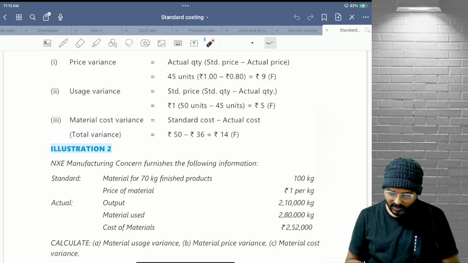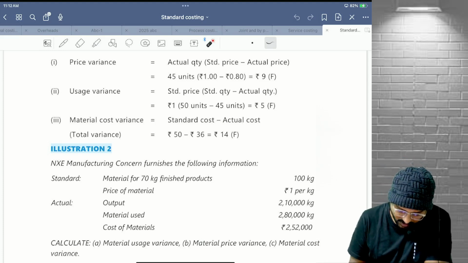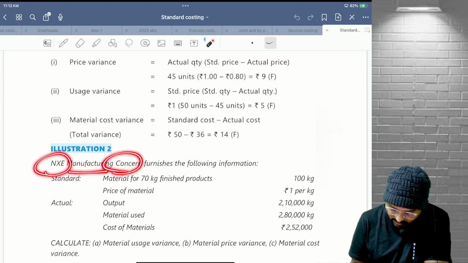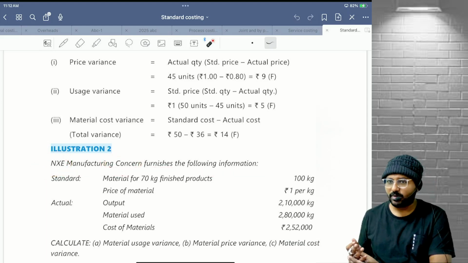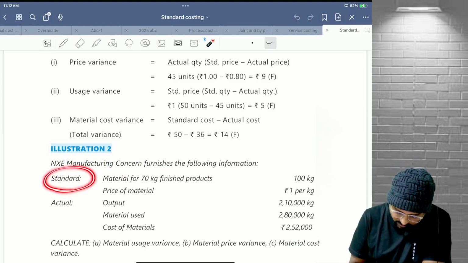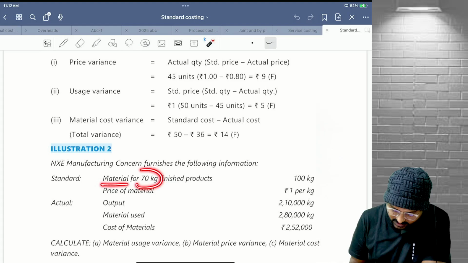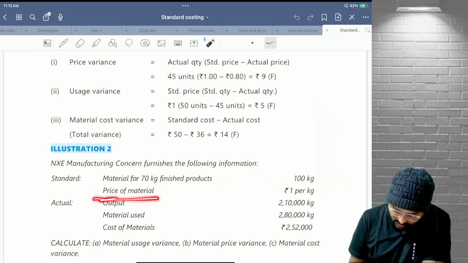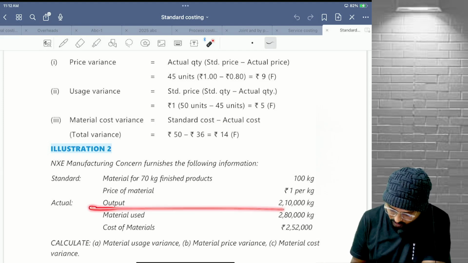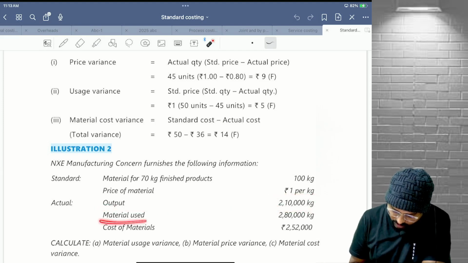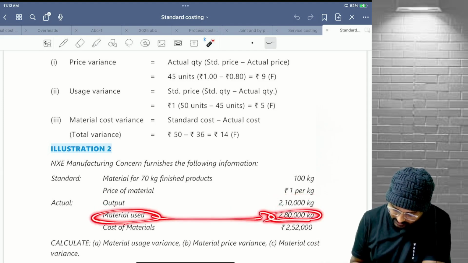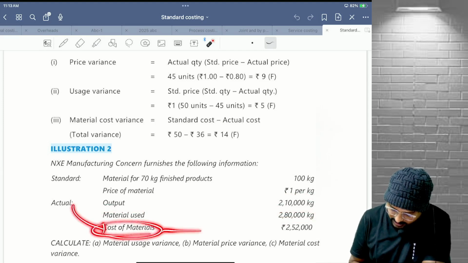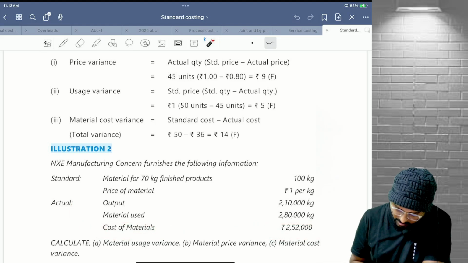Now let's move on. NXC manufacturing concern furnishes the following information. Standard information is given. Material for 70 kg of finished goods is 100 kg. Price of the material is 1 per kg. Then the actual information is given: actual output, actual material used, and actual cost of materials. You are required to calculate material cost variance.